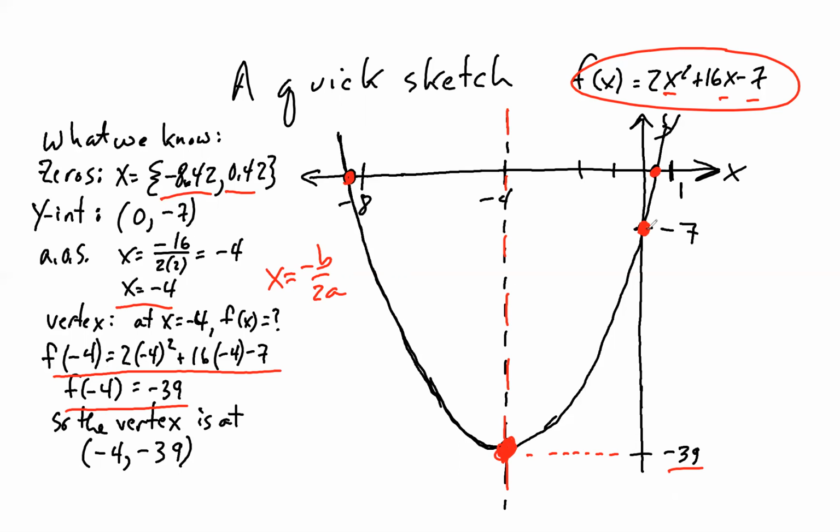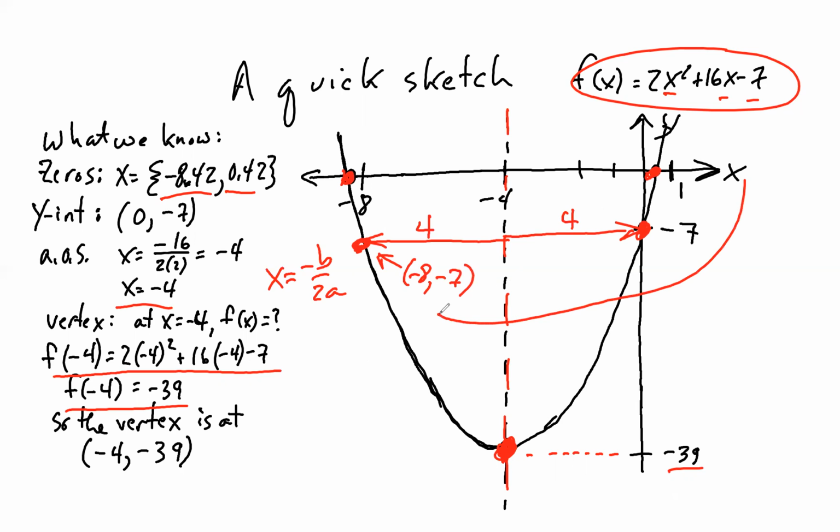We have this point, we have this point, we have this point. Notice the symmetry. I know that right here from here is 4 units. So if I move over the same direction, 4 units in this direction, I should end up at negative 8, I should say. And that point right there is x is minus 8 and y is negative 7. And you can plug this right back into the formula up here and check for yourself.